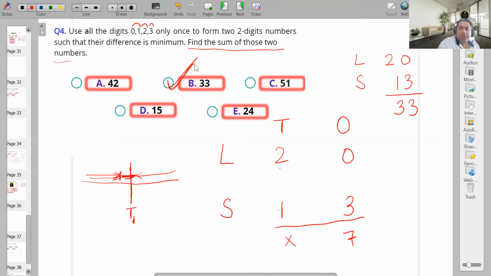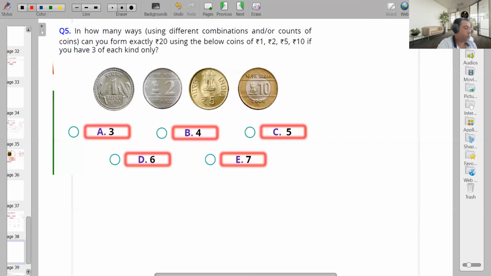Let's move to the next question. Question number 5. In how many ways, using different combinations and/or counts of coins, can you form exactly $20 using the below coins of $1, $2, $5, and $10 if you have 3 of each kind only?